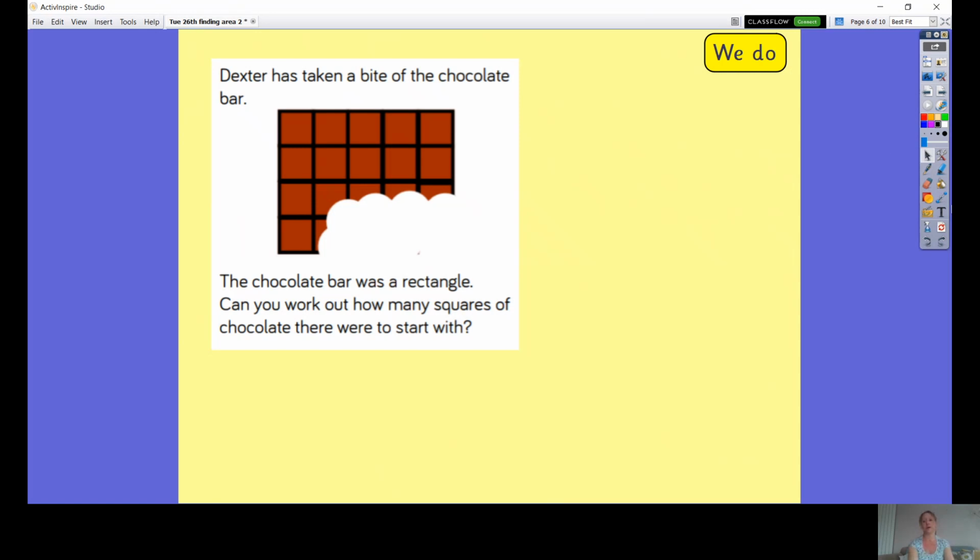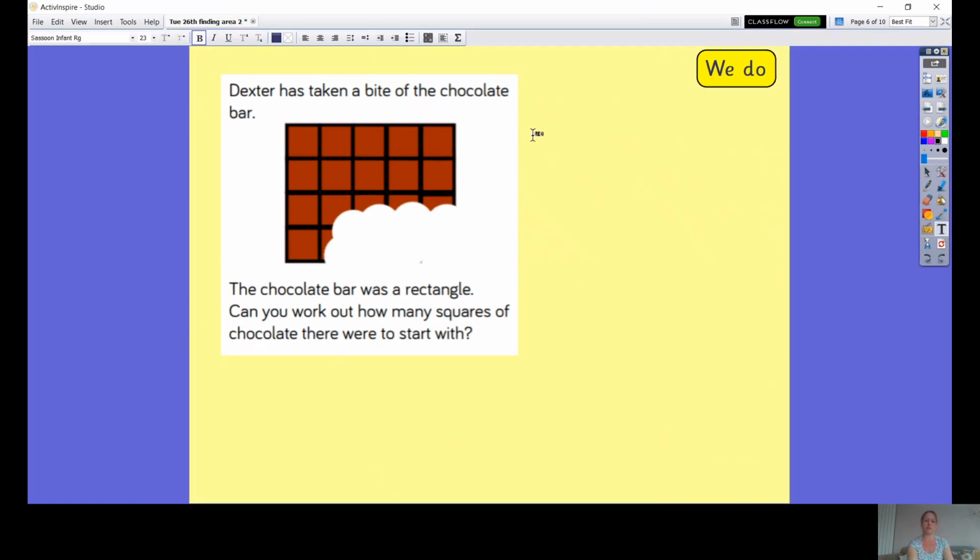Okay. Hopefully you have an answer for me. Now, I can see that Dexter's chocolate bar had 5 squares of chocolate in 4 rows. So I can't just count the squares because some of them aren't there, and it'd be really tricky to try and draw those back in. But I can see there's 5 squares in a row and there's 4 rows.